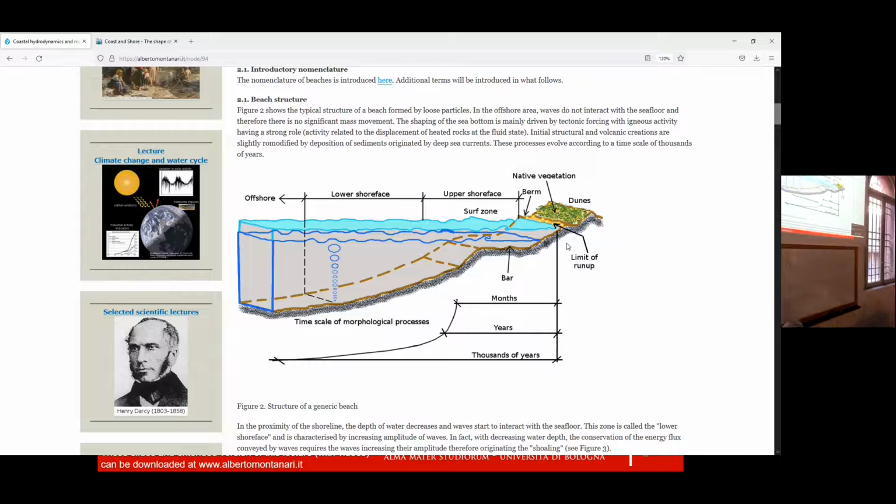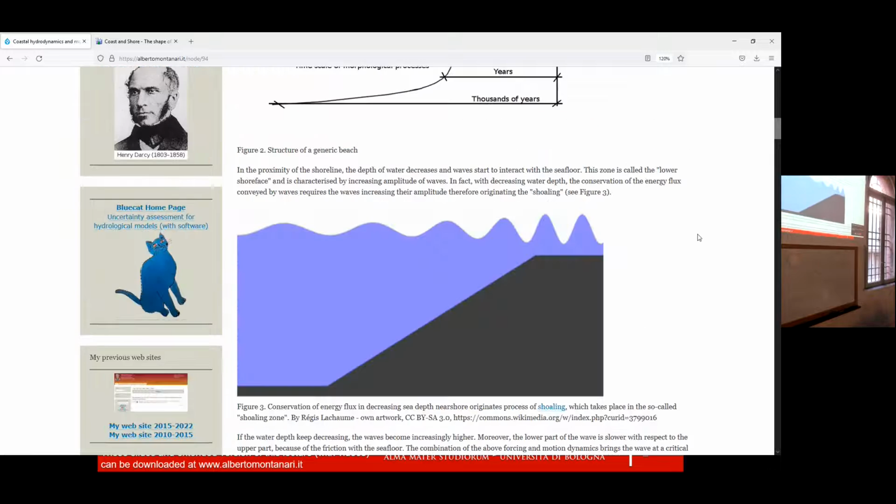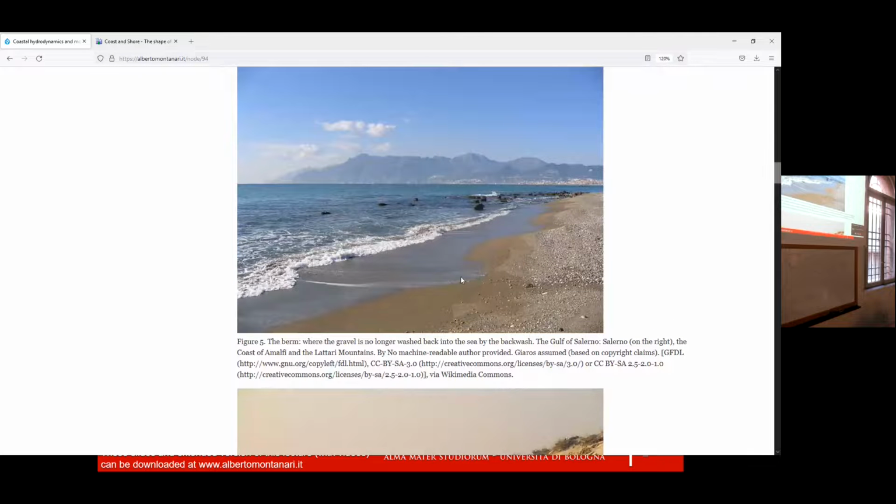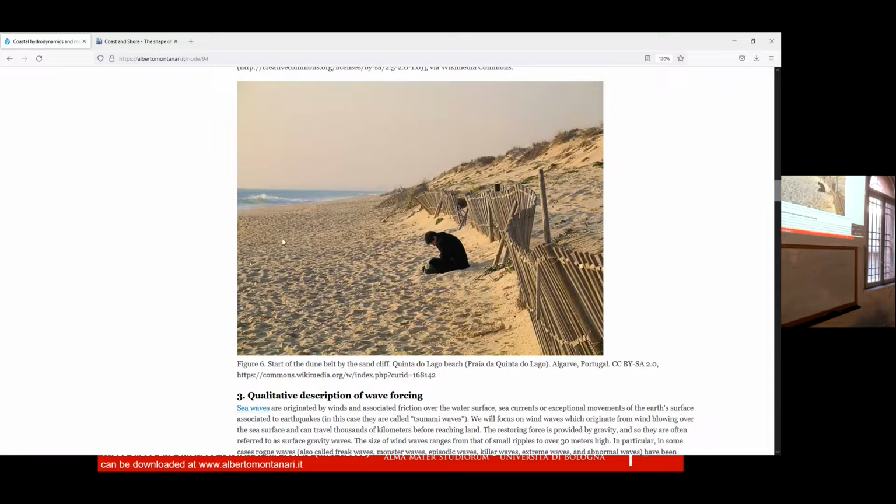Okay, let me see, I think I have a picture here. You see here, the limit of run-up is clear, and you see the berm here. It's very clear, and this is instead a dune, and you see the berm is over here, where you see my mouse, and the dune is just behind. By the way, this is a dune that you can see here also on the Adriatic Sea. If you go on a free beach, you can see this. In this case, there is no runnel.